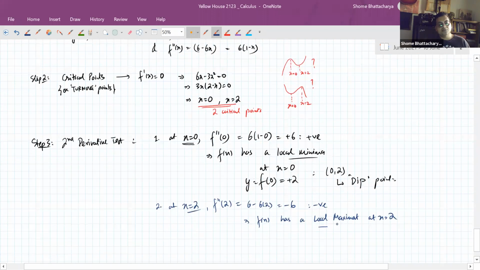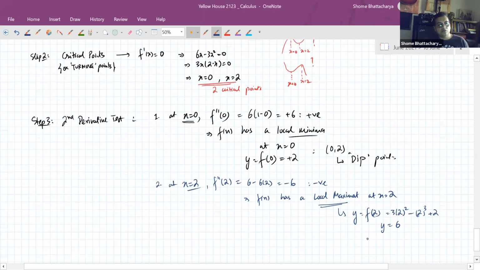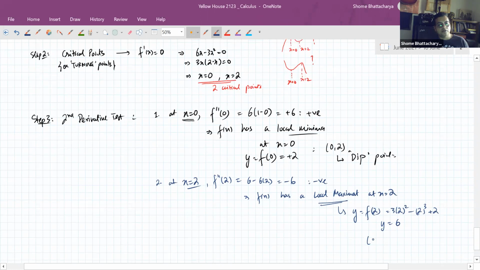And the local maxima's value at that point is the y coordinate, which is f of 2. So the function itself was 3x squared minus x cube plus 2, so that will become 3 into 2 square minus 2 cube plus 2. So this will become 12 minus 8 plus 2, so that's 6. So that critical point now will have coordinates 2 comma 6. This will be a peak point.